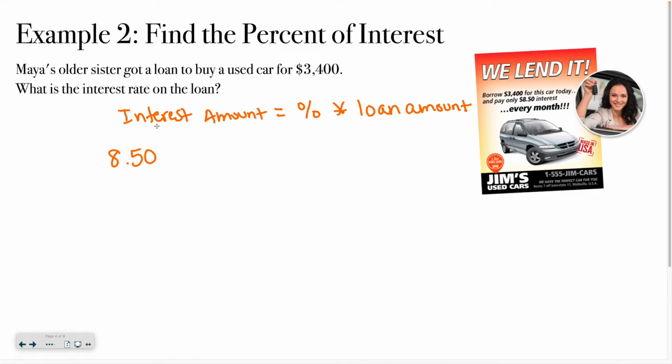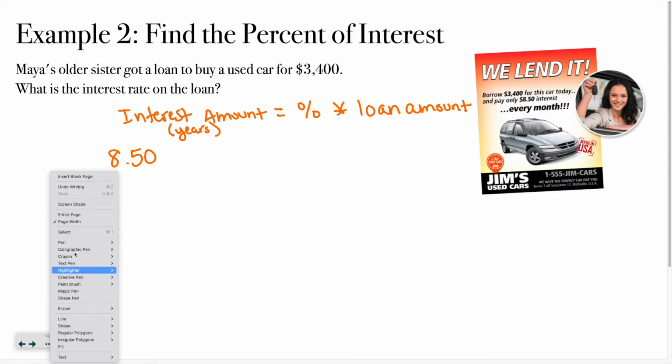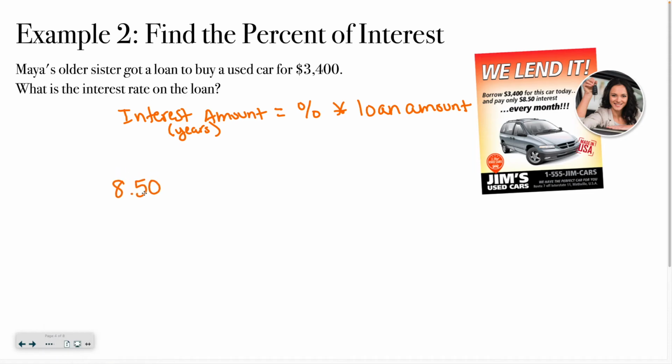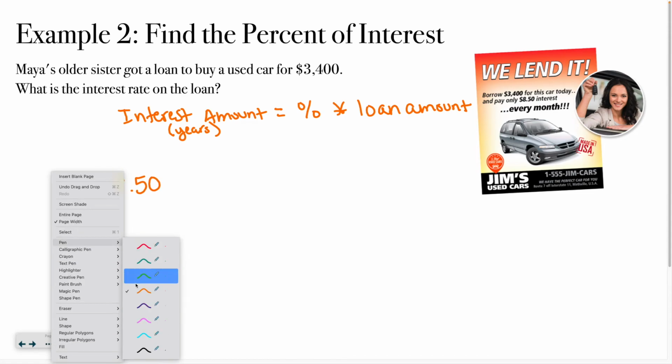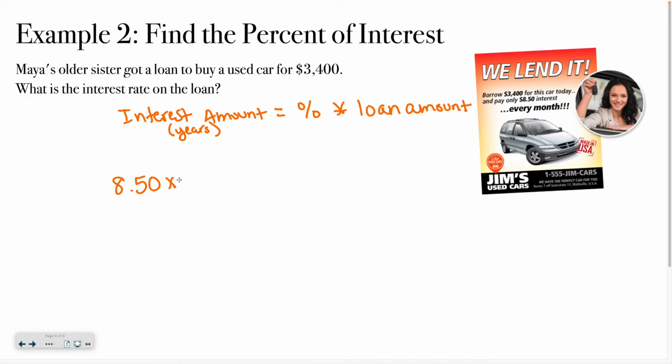Now, if you think back to the last problem we did, we always talked about it in terms of years. Okay? That's because when you're doing this simple interest stuff, it has to be in years. So that means I have to figure out $8.50 times 12. That is going to be $102 of interest every year. And that is the number I need to use.